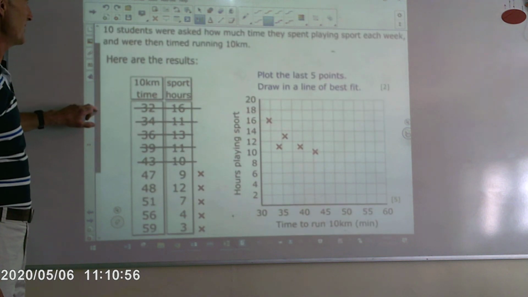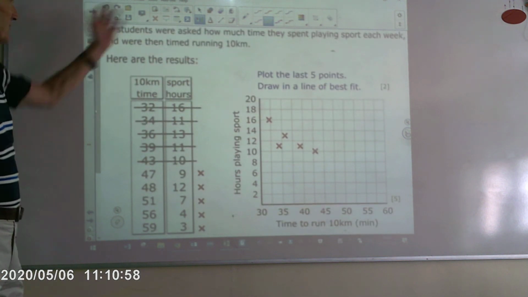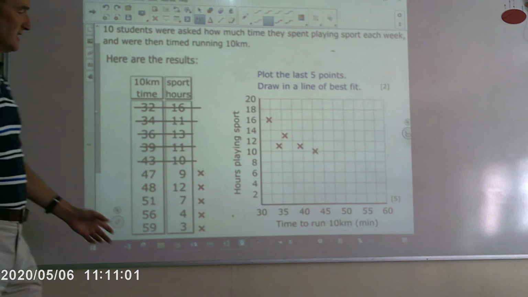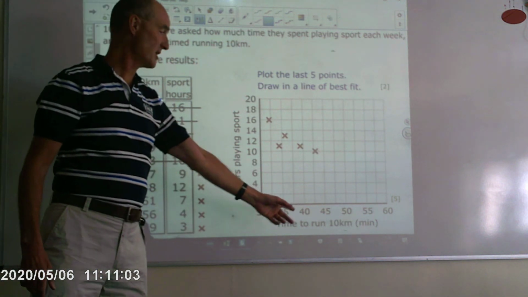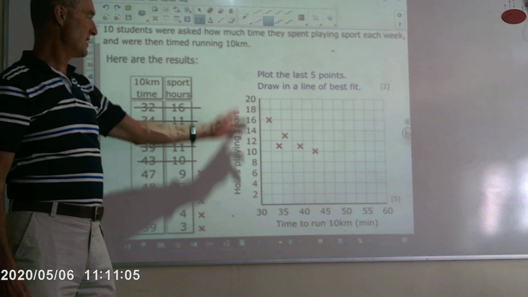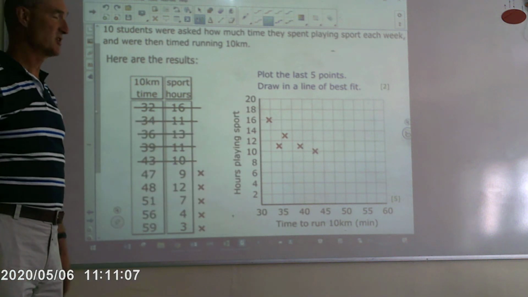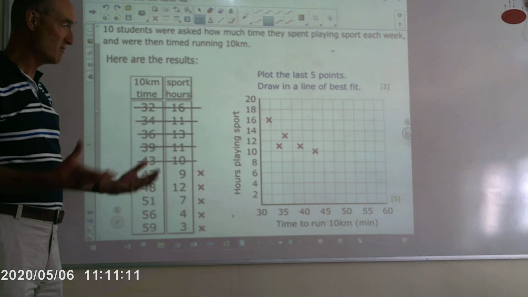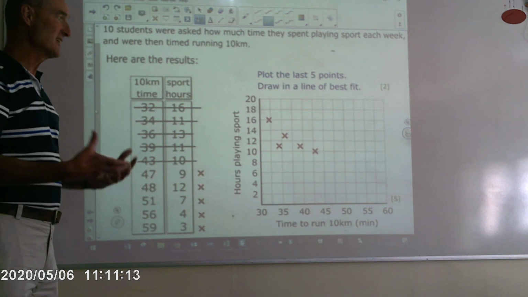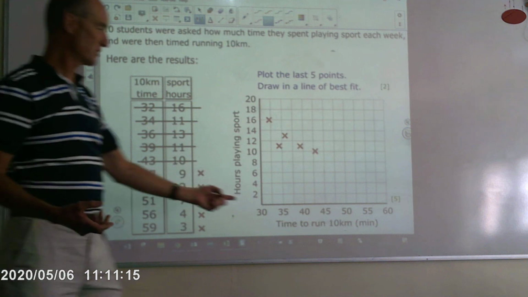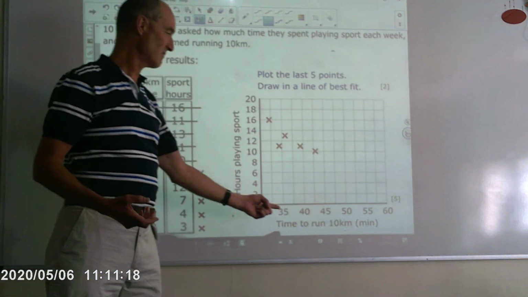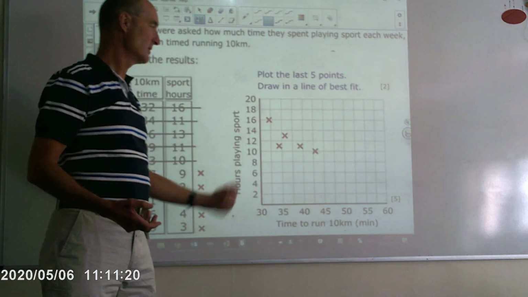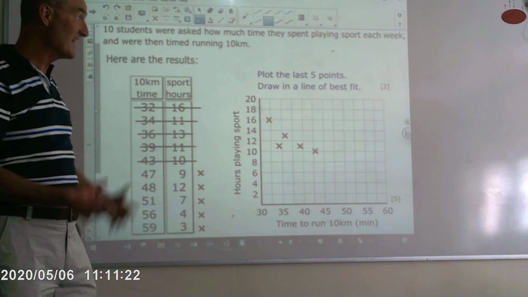It might be that you're actually asked to plot one for yourself. So here we've got an example of students running. They're running a 10-kilometre running race, and it's being compared with the hours that they spend playing sport. Now it makes sense that the more hours someone plays sport in general, they're likely to be fitter and able to complete their 10-kilometre run in a quicker time. The more sport that they're doing in general.